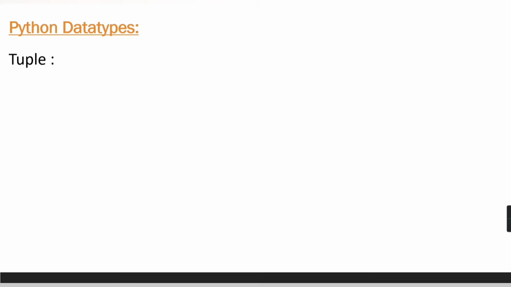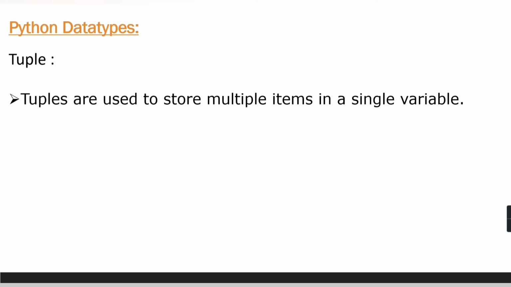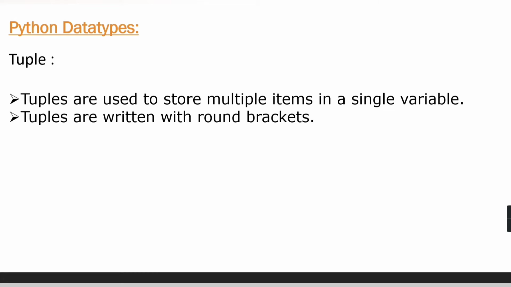In this video we are going to cover the tuple data type in Python. So what are tuples? Tuples are used to store multiple items in a single variable, as we have the list data type which was also storing multiple items in a single variable. Tuples are written with round brackets, list was written with square brackets. So this is the example of tuple.